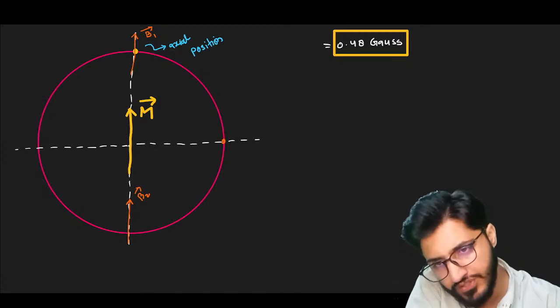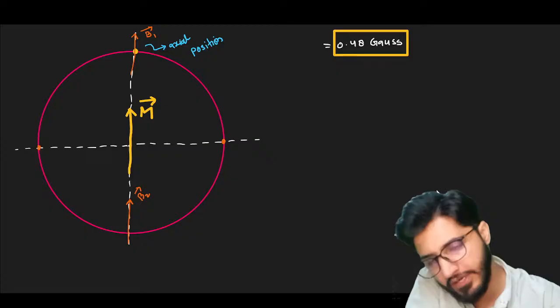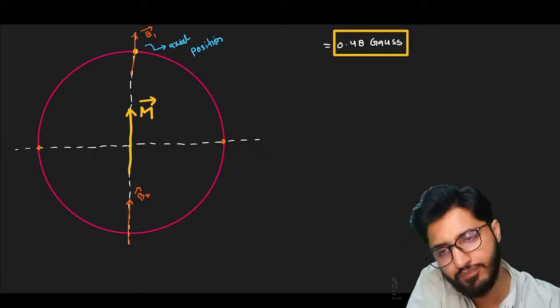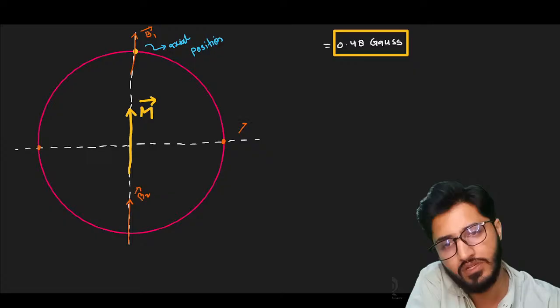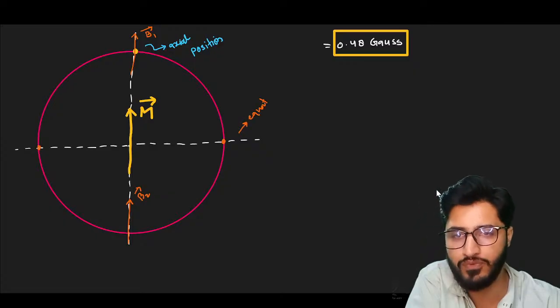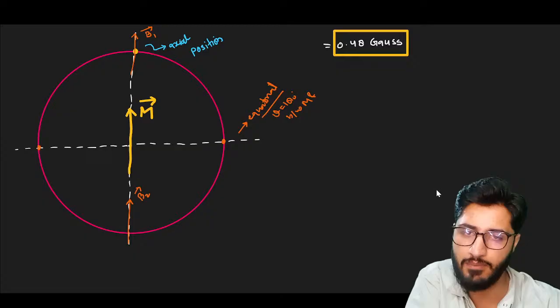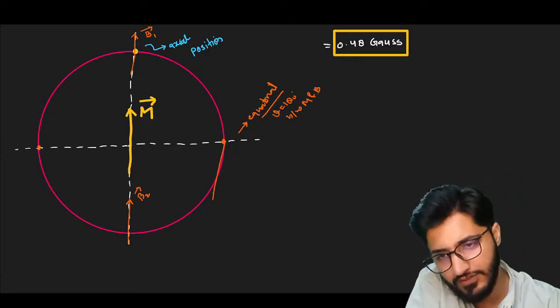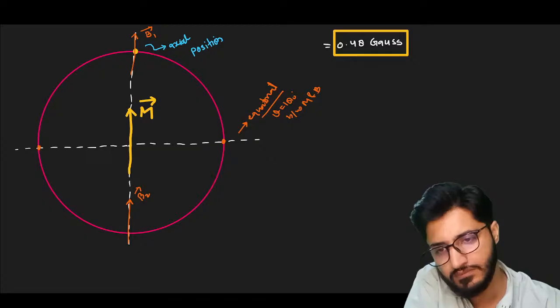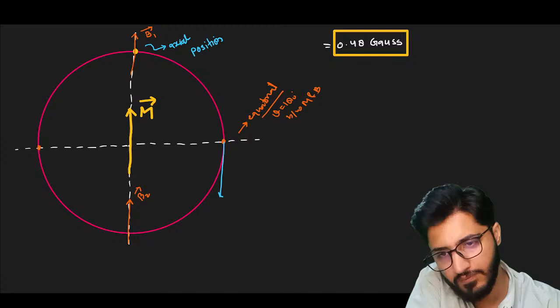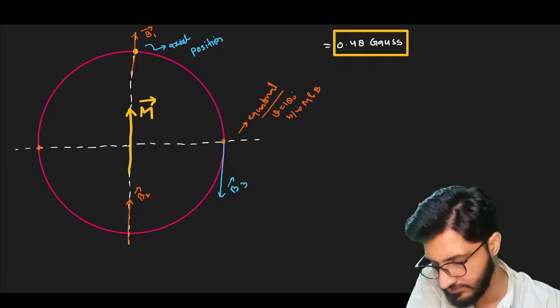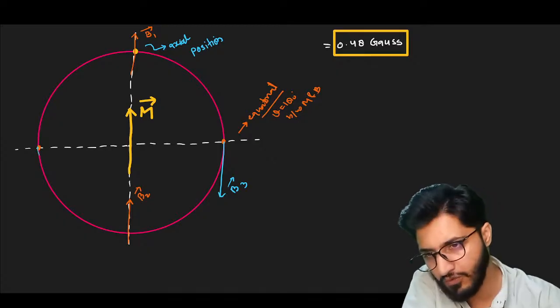Now, these are perpendicular to my magnetic moment. So these particular positions are known as equatorial positions. And at the equatorial position, my theta is 180 degrees between M and B. So my B will be in this way. B3. My B4 here will be in this way.